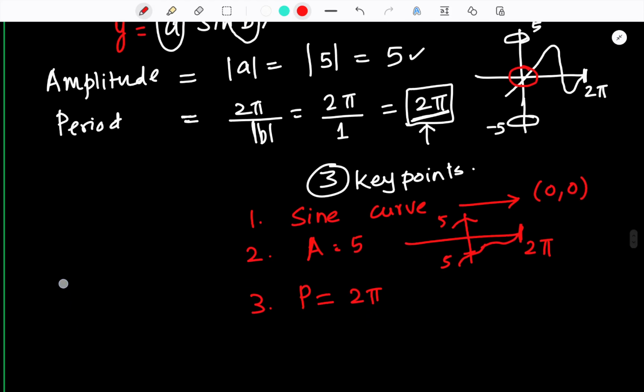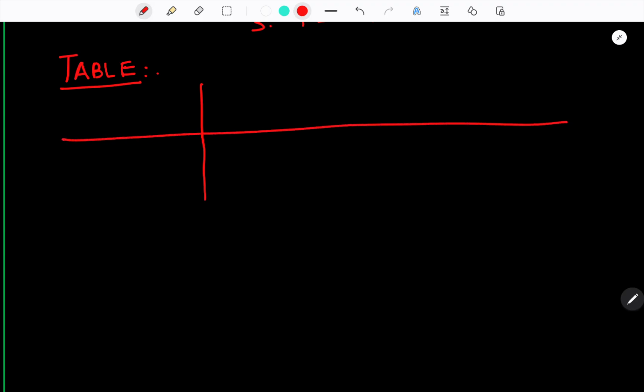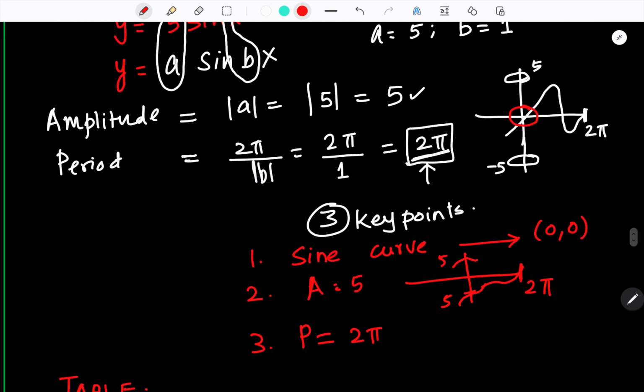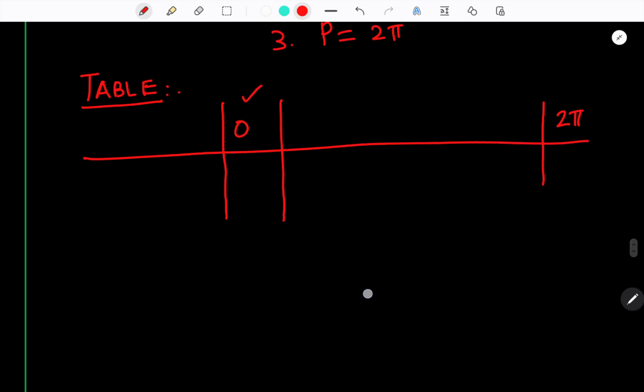Okay, right. Now we are going to sketch. For a sketch, we need a table, right? How to create the table? This is very, very important. So I told you maximum you should go up to 2 pi. Starting must be 0. Once again, I'll tell you what your period is. Period is 2 pi. So if the period is 2 pi, you should go up to 2 pi and you should start your table from 0.